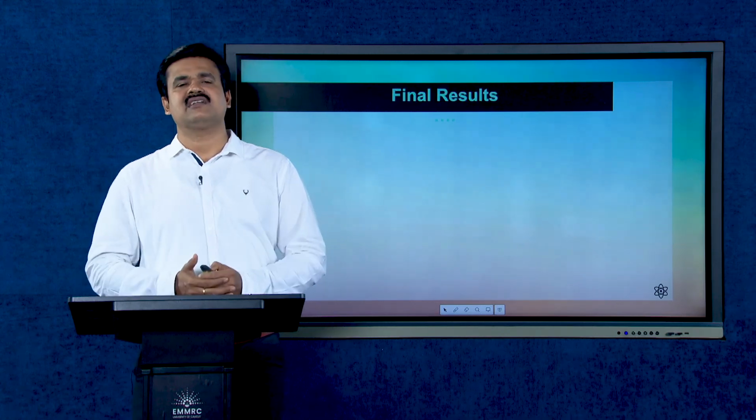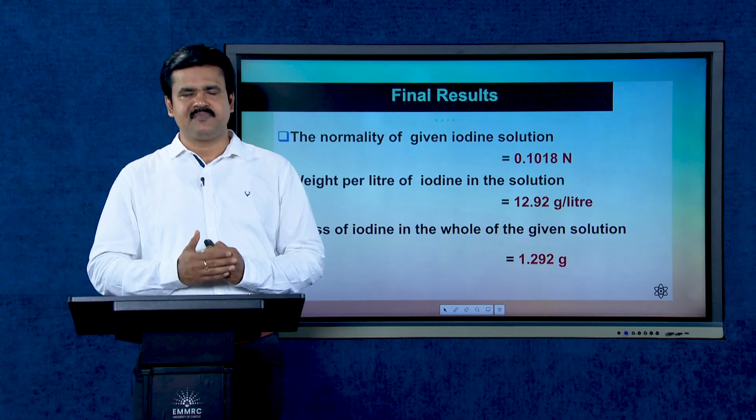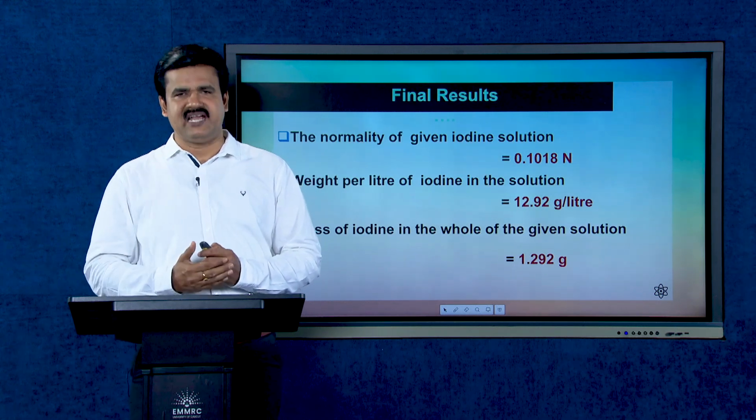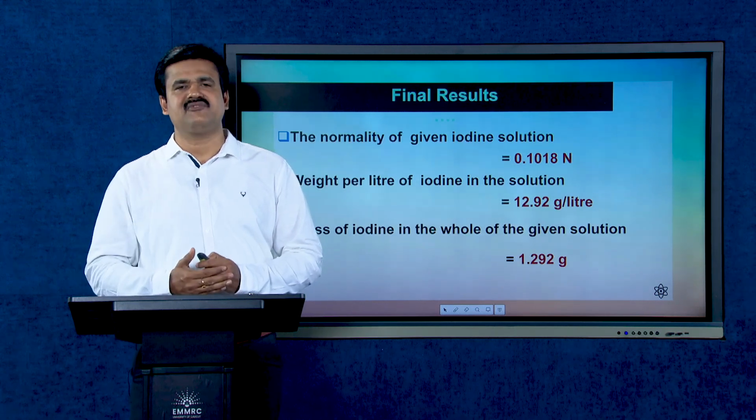Now, the final result of the experiment. The normality of the given iodine solution is equal to 0.1018 normal. Weight per liter of iodine in the solution is equal to 12.92 gram per liter, and finally, the mass of iodine in the whole of the given solution is equal to 1.292 gram. Thus, in the present experiment, we have demonstrated the estimation of iodine provided with the potassium dichromate crystals and sodium thiosulfate solution.